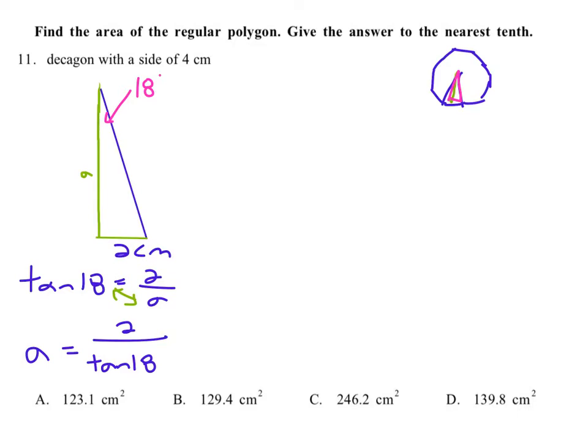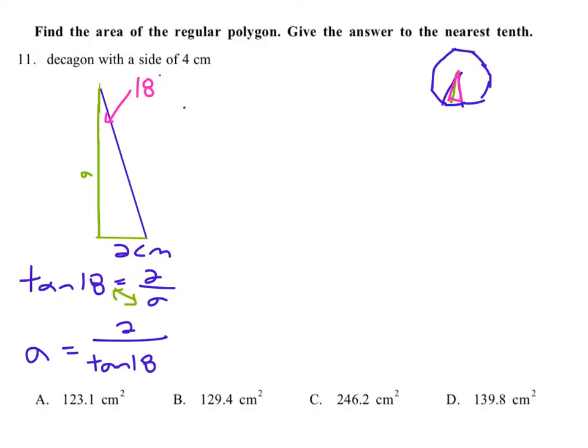Okay, and so I'm going to calculate that out. I'm going to say tangent of 18 is 0.325 approximately. So 2 divided by 0.325 is about 6.115. I'm going to keep that in the calculator for a second and use it.